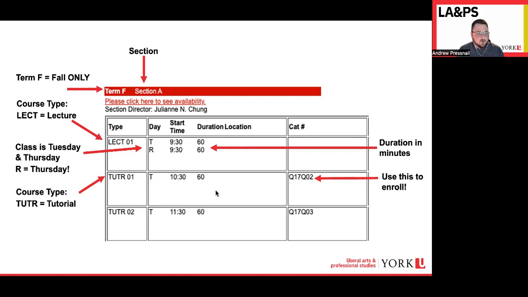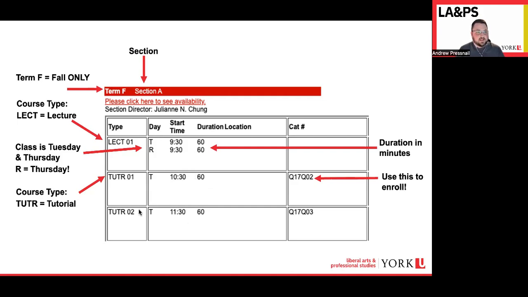So you only enroll in one tutorial, and that is the tutorial you wish to attend. So if you are deciding that you would like to have a break between your lecture and your tutorial, it would be a good idea to enroll in tutorial 2 here, because this lecture will start at 9:30, it will finish at 10:30, and then you will have 1 hour in between, whereas this tutorial starts immediately at 10:30.